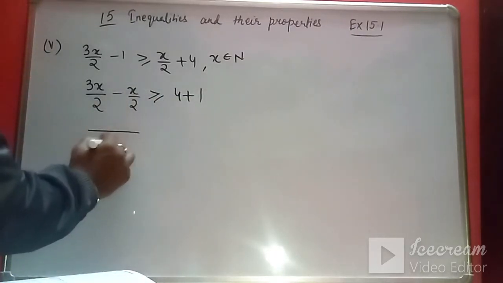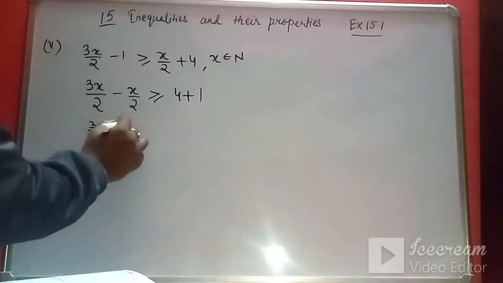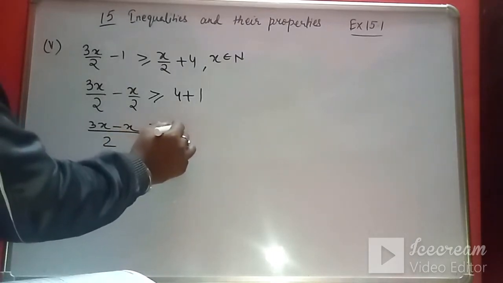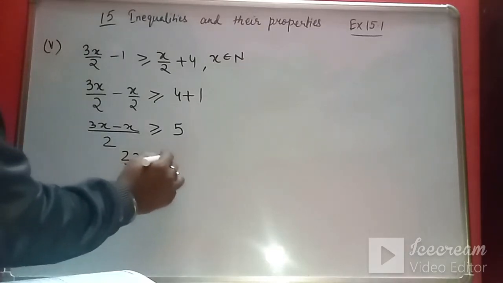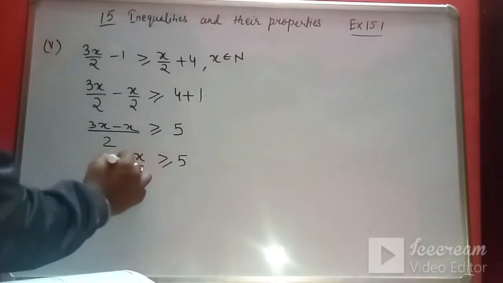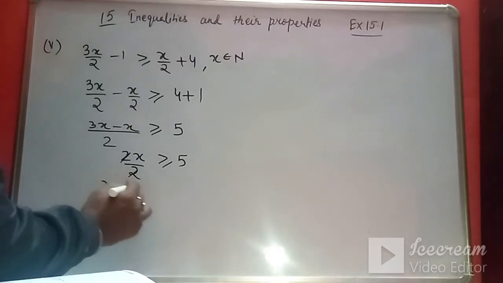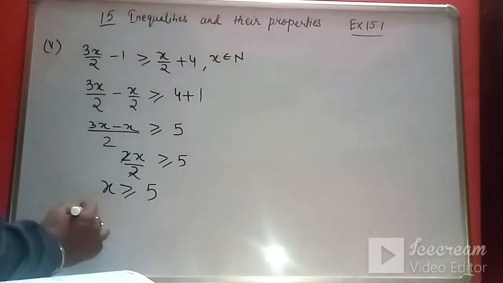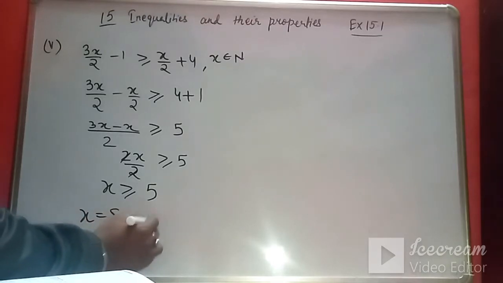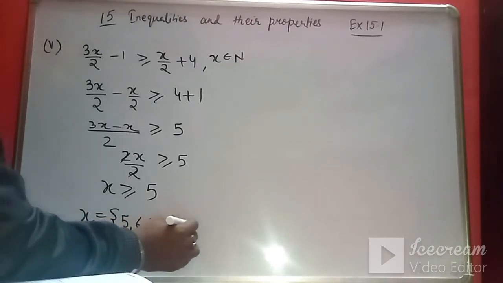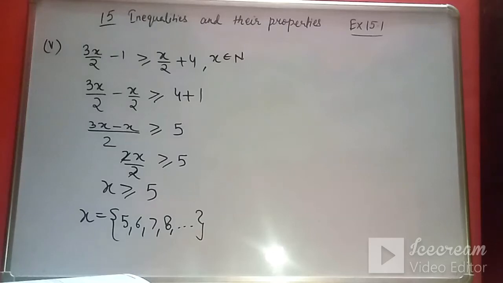So 3x minus x greater than equal to 5. So it will be 2x upon 2 greater than equal to 5, and 2 and 2 will cancel. So x should be greater than equal to 5. So all the natural numbers greater than and equal to 5: 5, 6, 7, 8 and so on.